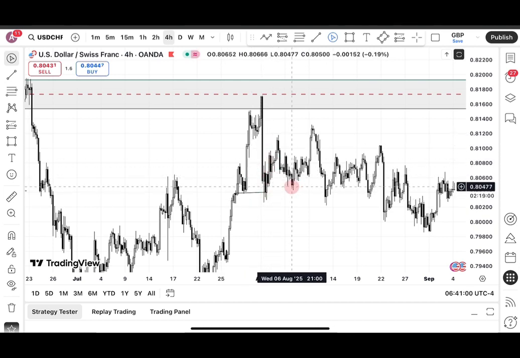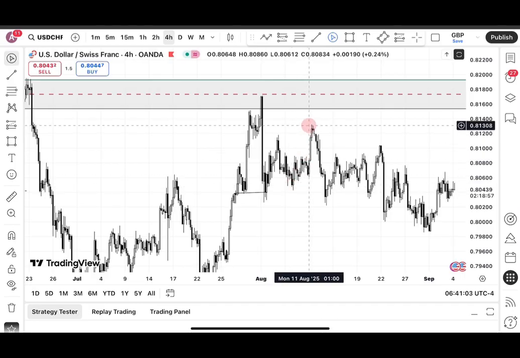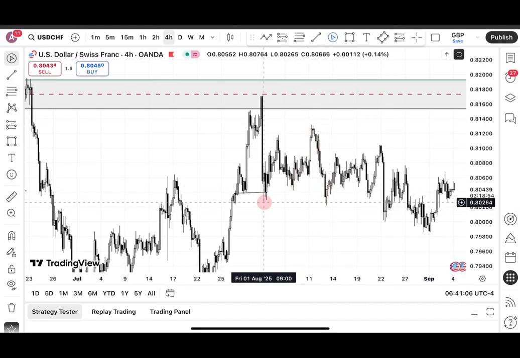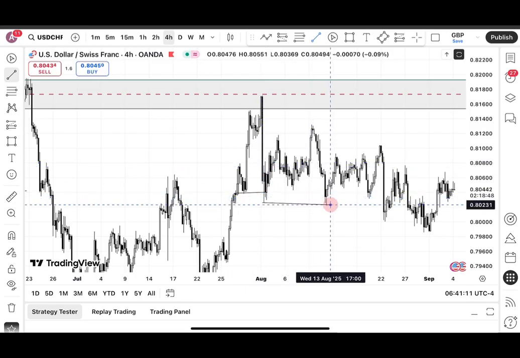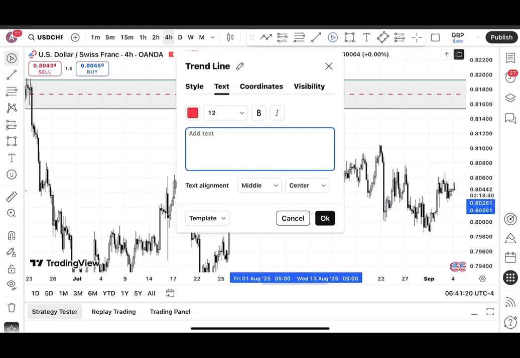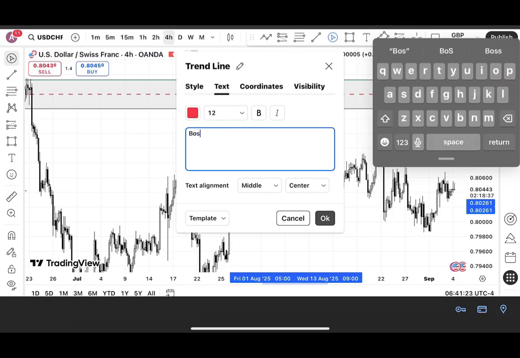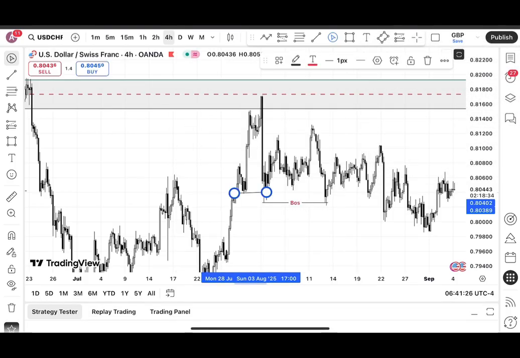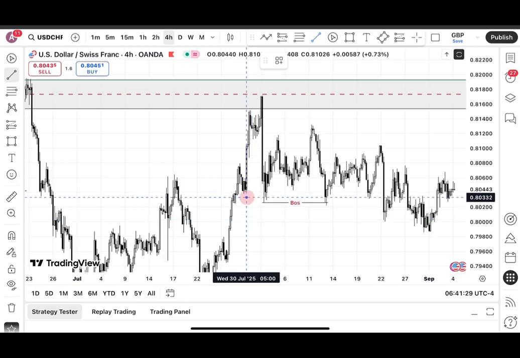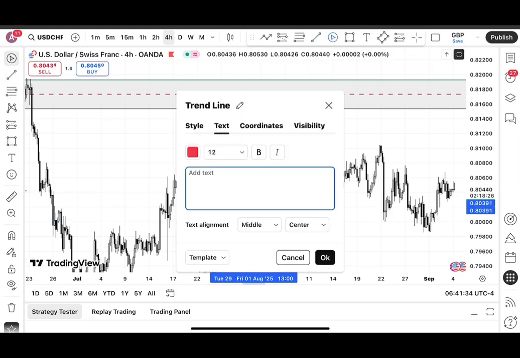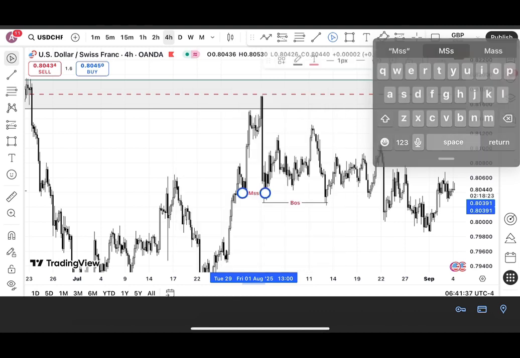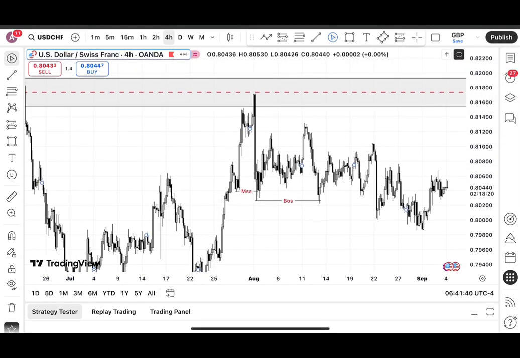high, push to the downside, push to the upside, push to the downside, which means we have a new break of structure. So break of structure, short form of it is BOS, and this first one here is a change of character. But I would also use market shift structure, which is MSS. MSS means market shift structure.